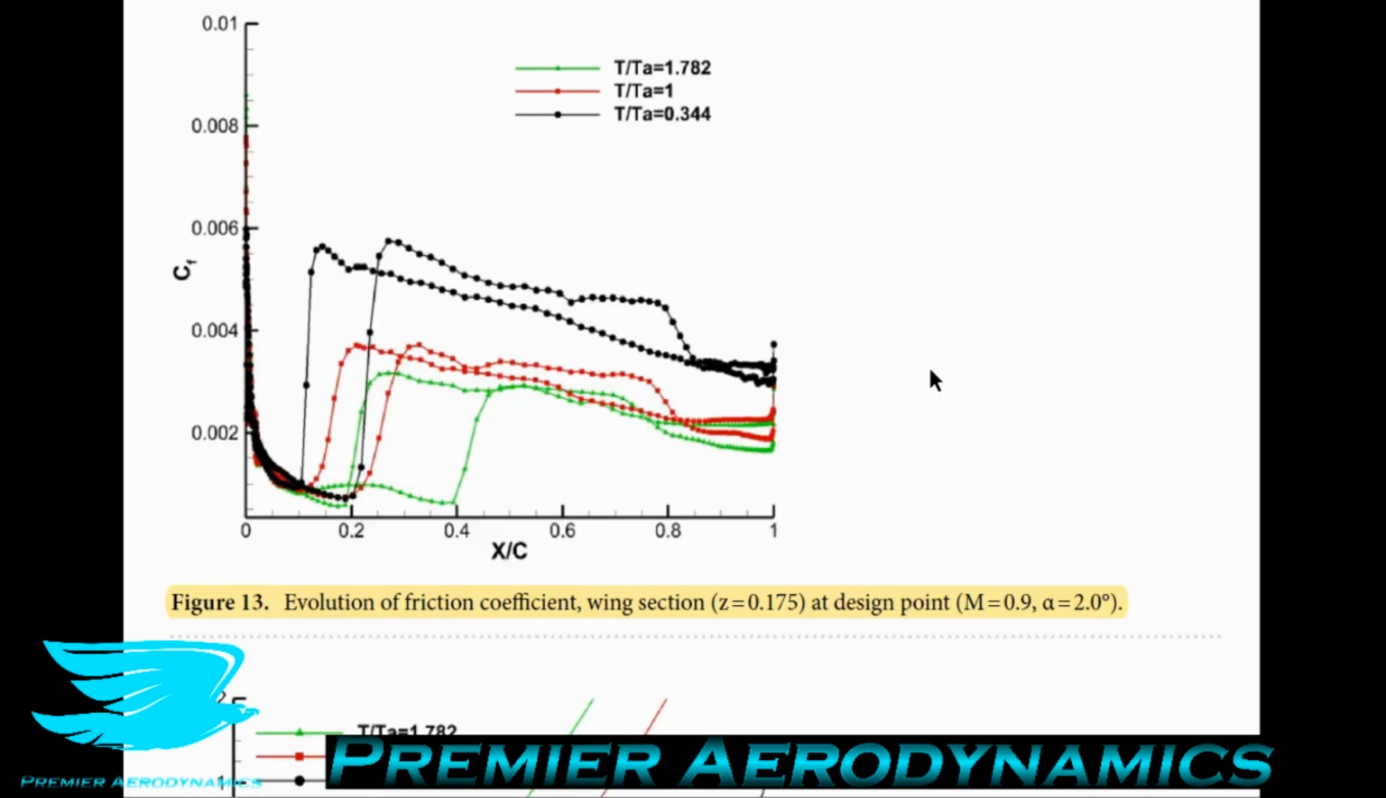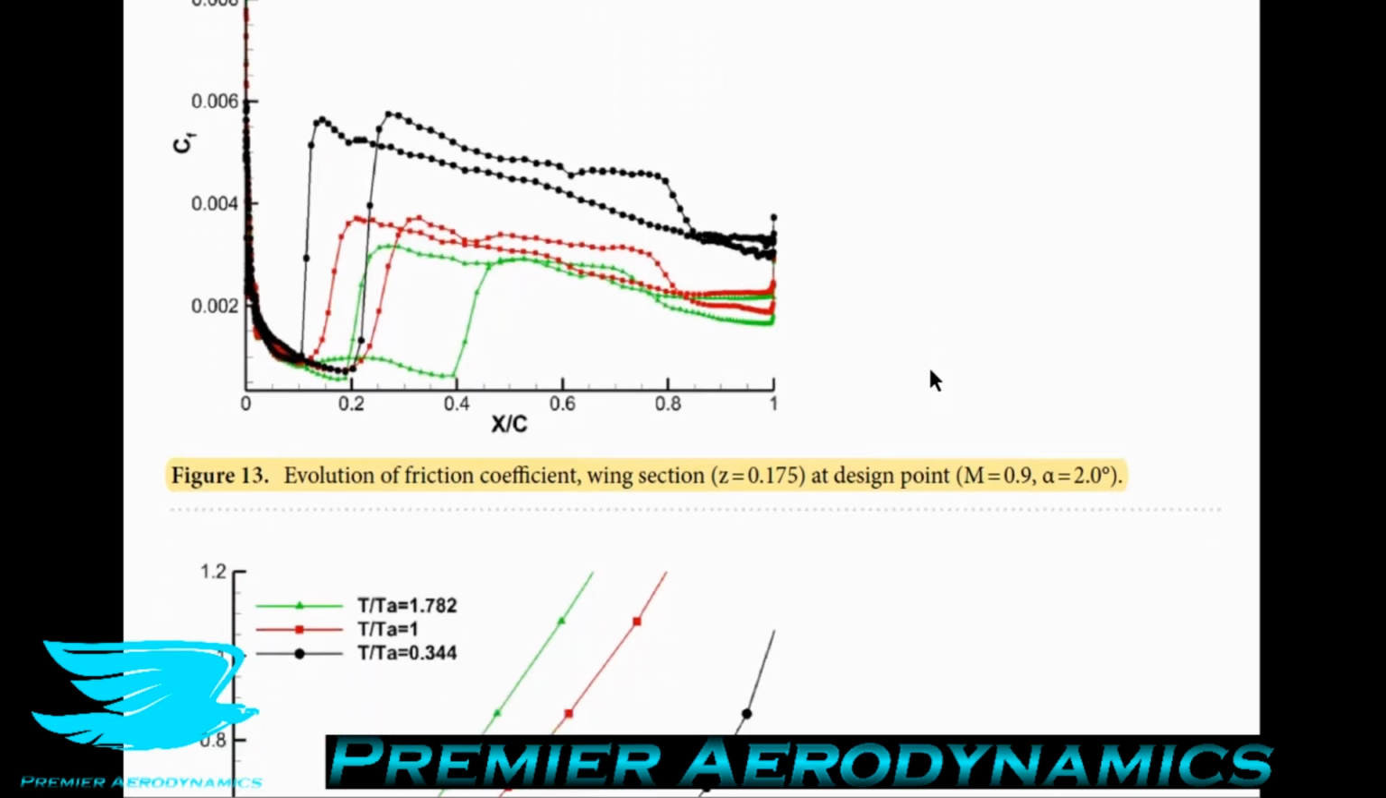Also, when you have a cold wall, for example, at the point at which the flow transitions, the friction coefficient is about 0.0055, both for upper and lower surfaces. But when you have the temperature very high, so it's 1.782 times the regular wall temperature, approximately, the friction coefficient is now only about half that, so it's much lower, and it continually decreases.